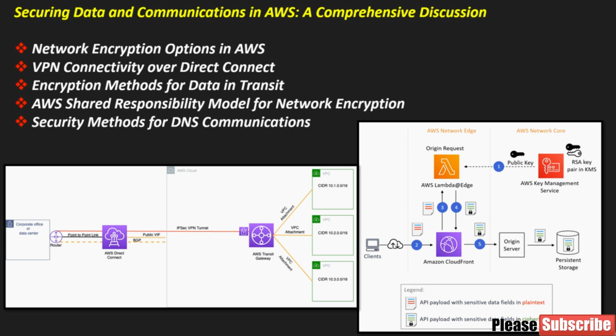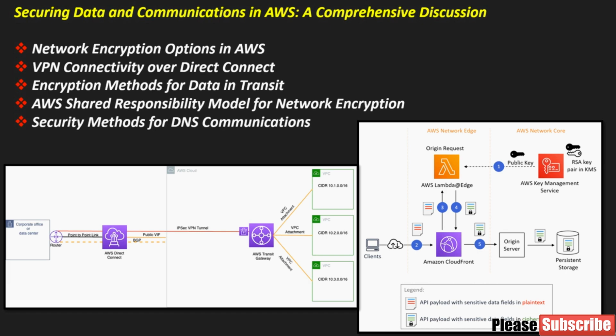The final point will be on security methods for DNS communications. The Domain Name System is a very critical component of our network communication, translating user-friendly domain names into IP addresses. To enhance the security of our DNS communications, DNS Security Extensions can be employed here. AWS provides support for DNSSEC, ensuring the integrity of DNS data and protecting against malicious activities such as DNS spoofing.